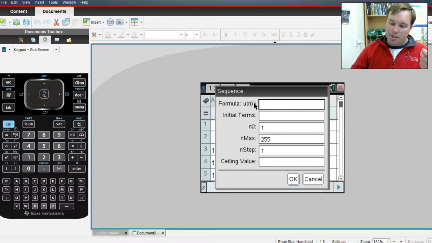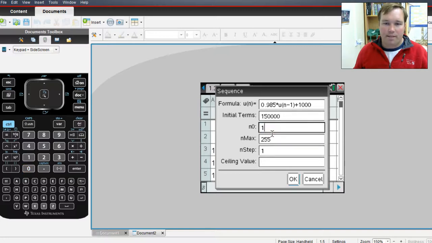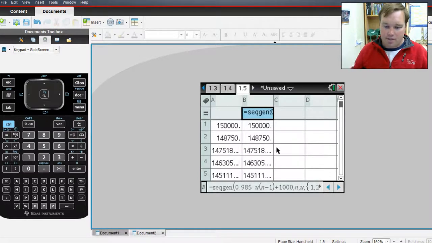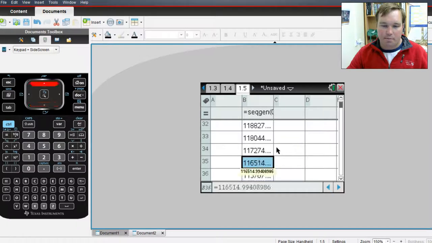So to model our recurrence relation here, we'll do 0.985 times U bracket n take 1. Then we would add in 1,000. All right. Initial term, it says initial terms because you can have 2 of them, but not in VCE, is 150,000. Now, n0, we're going to start at number 1 and step through to a maximum of 255 steps. So let's see what that looks like here. Click OK. And you can see we've generated exactly the same sequence as over here, and it goes down 255 times. All right.